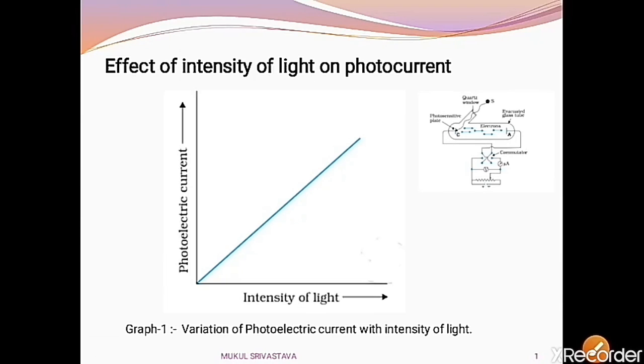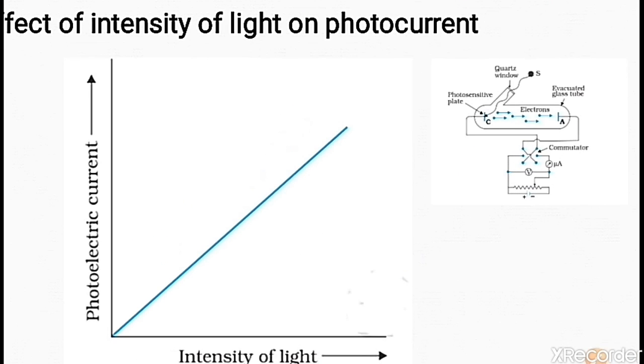Now we are going to explain the effect of intensity of light on photocurrent on the basis of this experiment. If you plot a graph between photoelectric current and intensity of light, we get a straight line. The reason behind that is, when collector plate A is maintained at a positive potential with respect to emitter C, the electrons ejected from the plate C are attracted towards the collector plate.